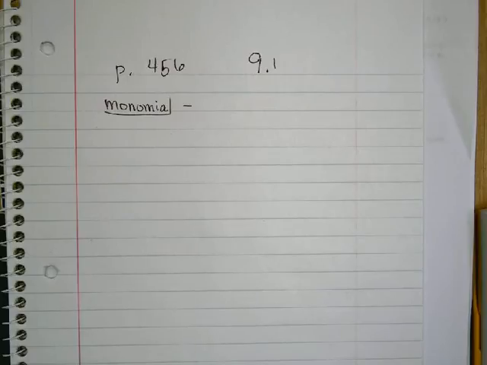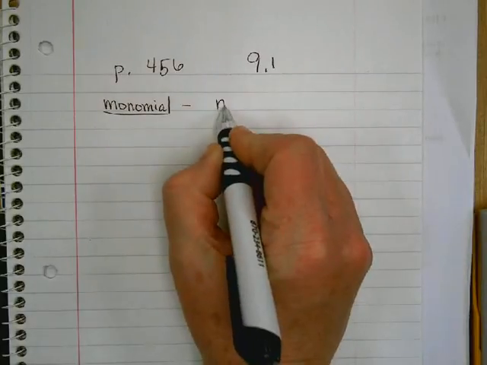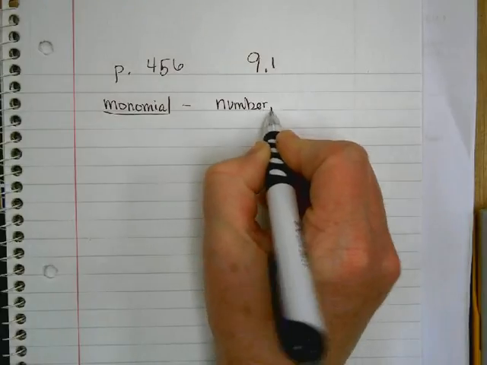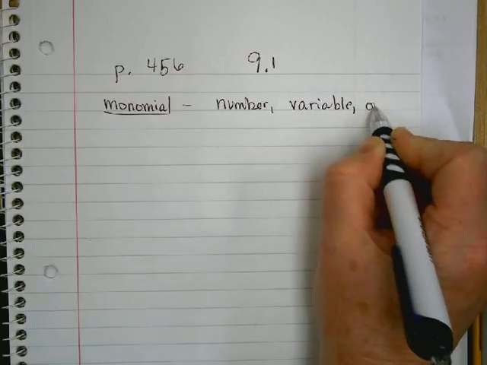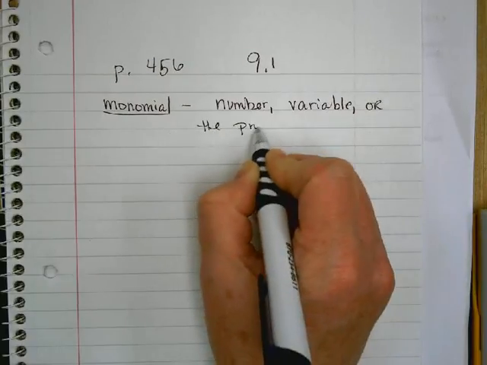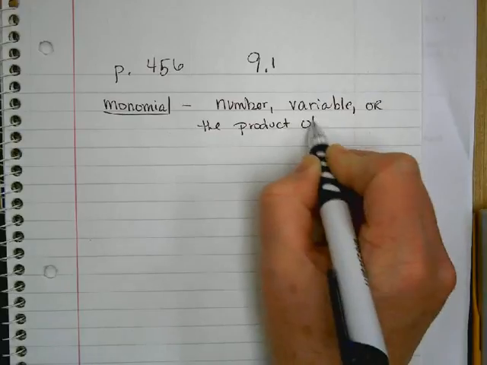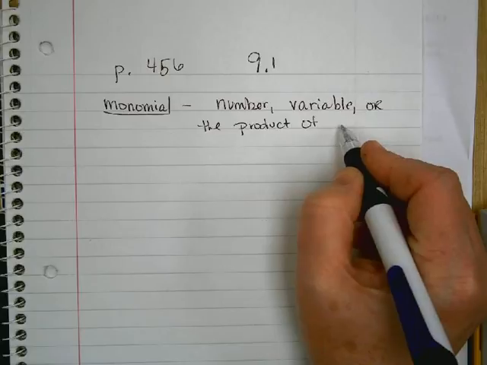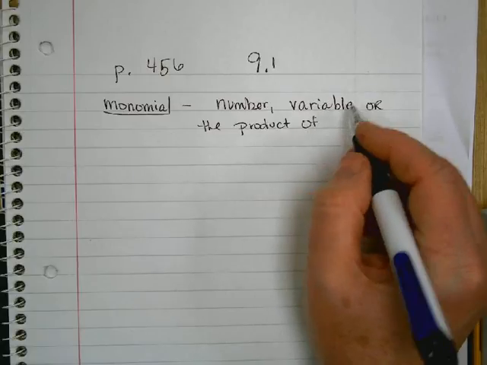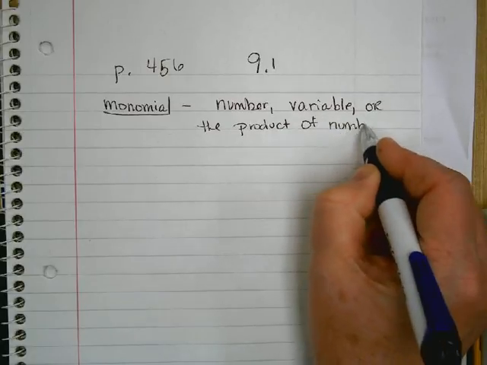A monomial is an expression that is a number, a variable, or the product of one or more numbers and variables. Numbers and variables.